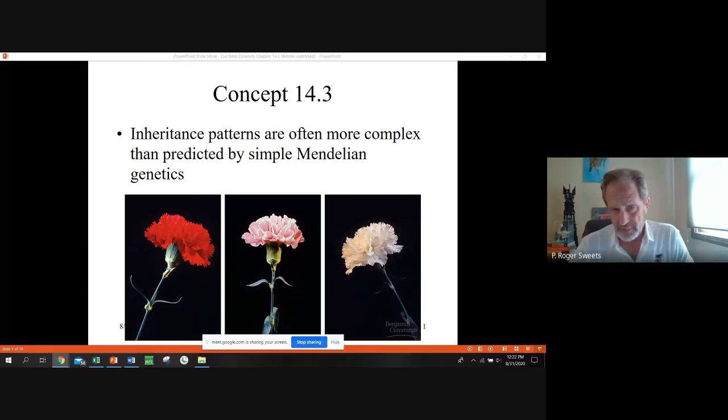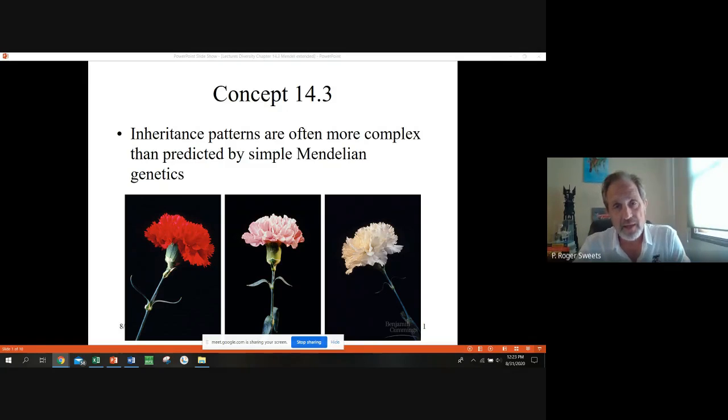Okay, so concept 14.3 is very succinct. Inheritance patterns are often more complex than predicted by simple Mendelian genetics. And the example down here, if you listen to my earlier lecture, should strike you because this looks like blending inheritance, the very thing that Darwin was trying to avoid. But I mentioned at the time that there are various situations in which you will combine two alleles that seem to code for two opposite kinds of things, and it won't come out one or the other. It will come out blended, but there are reasons for that to happen.